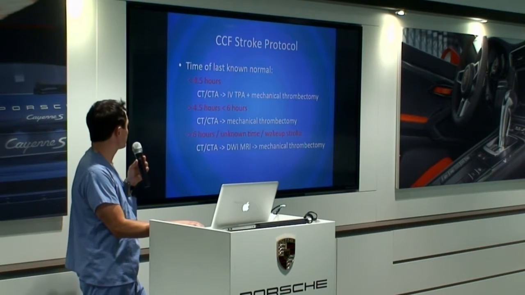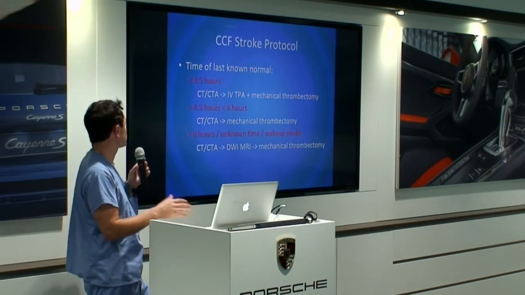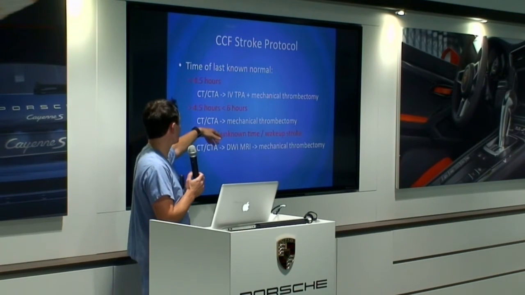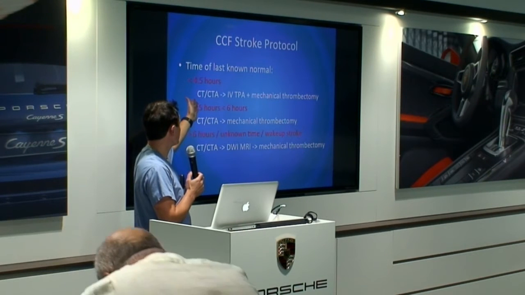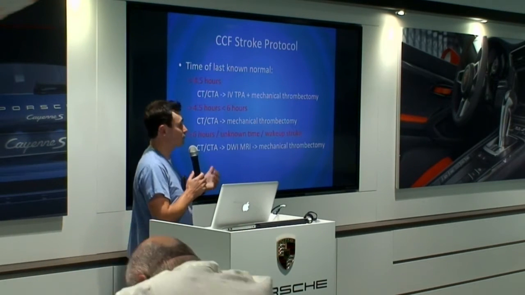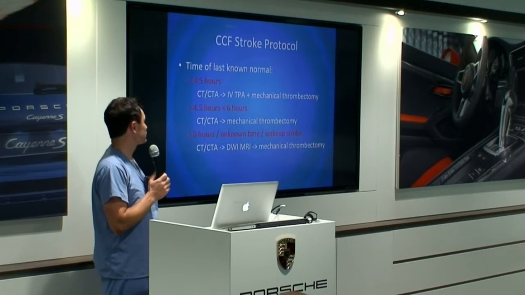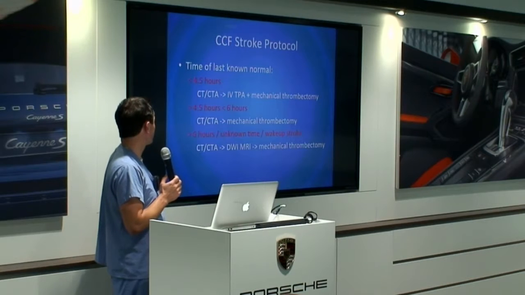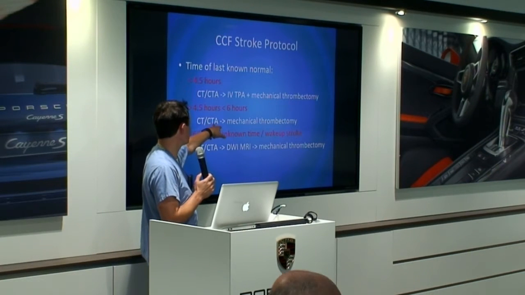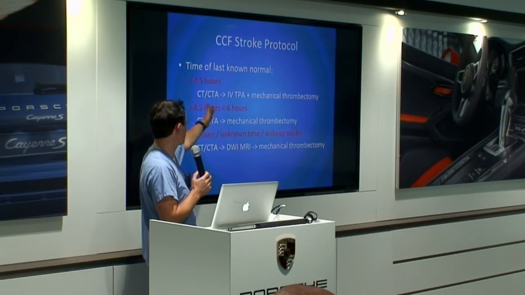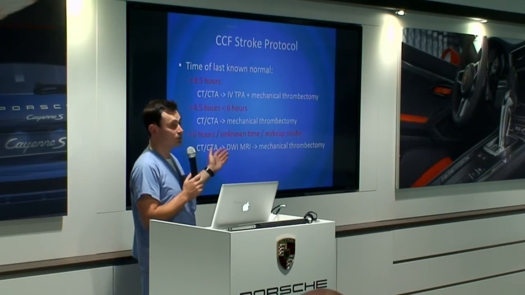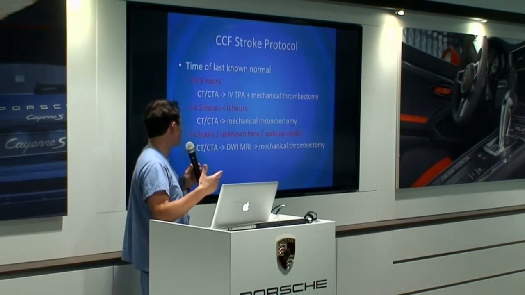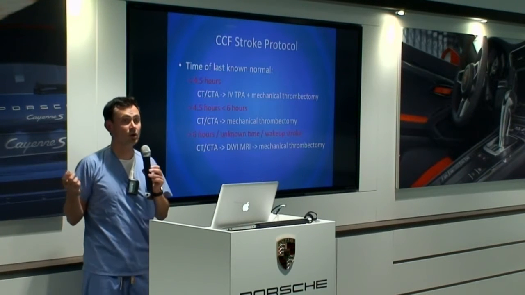And that's pretty much what we do at the clinic. So for patients who present within 4.5 hours, they would get a CT-CTA. If there's no hemorrhage on the CT, then they go on to IV tPA, and if the CTA shows a large vessel occlusion, they would get TPA. For 4.5 to 6 hours, they would get a CT-CTA only. They would obviously not be eligible for IV tPA, but they would go on to mechanical thrombectomy if they have a large vessel occlusion.